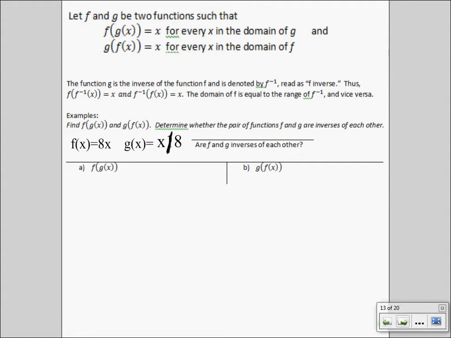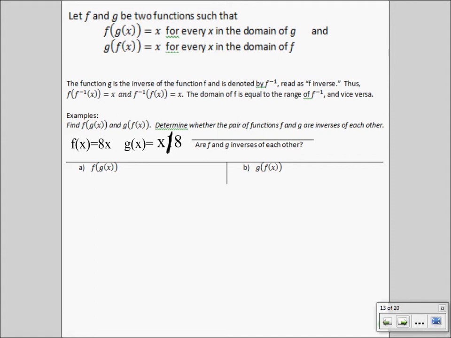So for this example, find f of g of x and g of f of x, and then determine whether the pair of functions f and g are inverses of each other. Okay, so if we get started by A, which is finding f of g of x, we have the function f of x equals 8x, and g of x equals x divided by 8.